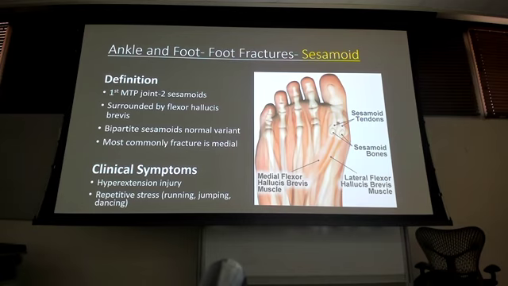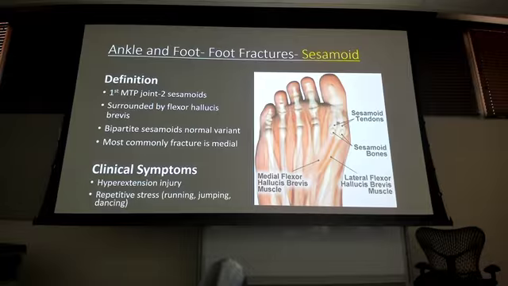So we kind of already talked about the sesamoids. Now we'll talk a little bit about fractures. So we got those two little bones that provide some sort of structural integrity or whatever they do there. In my opinion, they just irritate people, but they are surrounded by our flexor hallucis brevis. What is concerning for us when we worry about a fracture is whether it's a bipartite sesamoid versus a fracture.